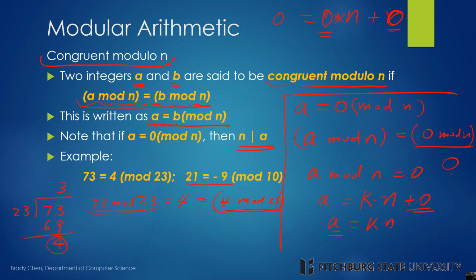Now, similarly, we can do this. So 21 mod 10, what is this? It's 1. Minus 9 mod 10, we can easily figure out that's 1 as well. So 21 mod 10 equals minus 9 mod 10. So that means 21 and minus 9 are congruent modulo 10. Don't forget the mod 10.